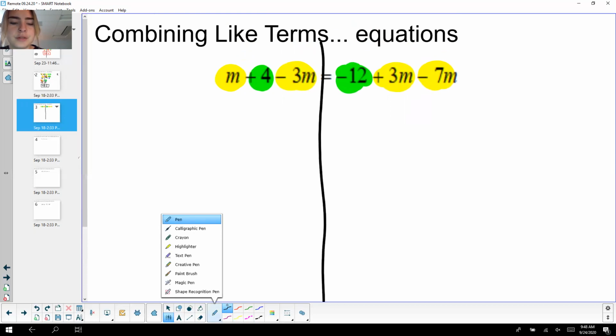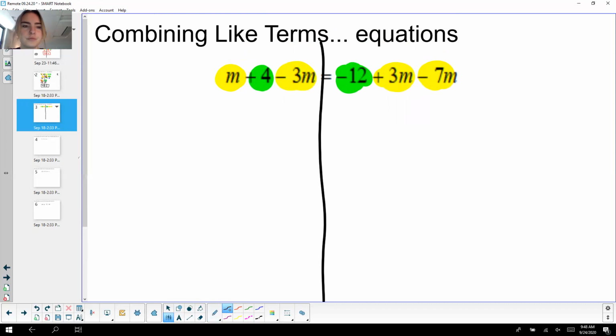Okay, so now that I've highlighted, I'm going to look at my left side and then I'm going to look at my right side. If I'm looking at my left side, I've got m plus 4 minus 3m. I'm noticing based on my color coding, I've only got one green, or one constant. So I'm just going to move that down right now because I can't simplify it on the left side right now.